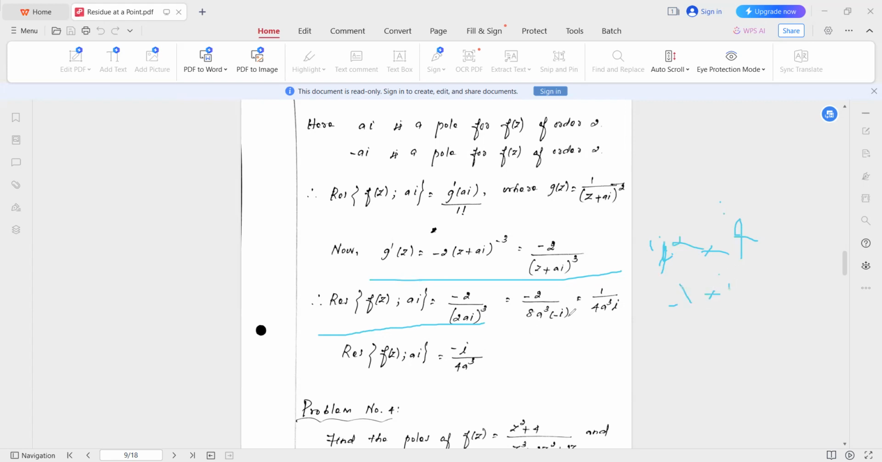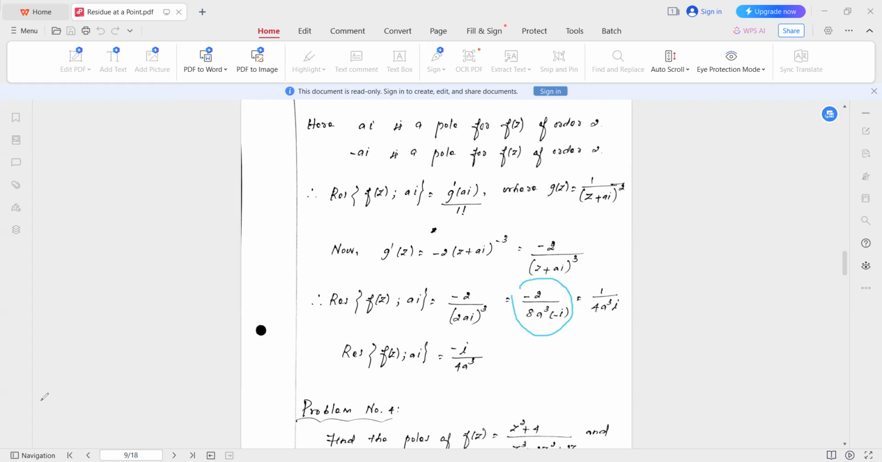Since i shouldn't come in the denominator part, we multiply and divide by i again. So when simplifying this, we get 1 by 4 a cube i. Since i shouldn't come in the denominator part, we have to multiply and divide by i. So the numerator will become i, and the denominator i square, which is equal to minus 1. So therefore, the residue of f of z at the point ai is minus i by 4a cube.